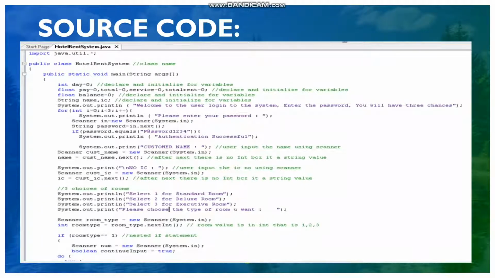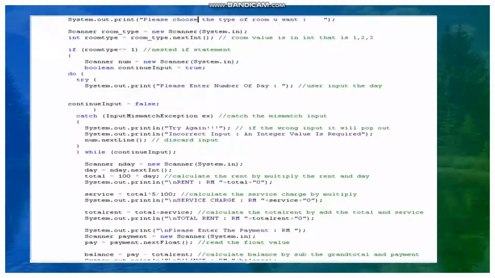So there are three choices of room: standard room, deluxe room, and executive room. The next is integer roomType. The room value is an int, that is 1, 2, 3, and this statement is nested. For the next one, integer roomType again, the room value is an int, 1, 2, 3. And the next one is a nested if statement.